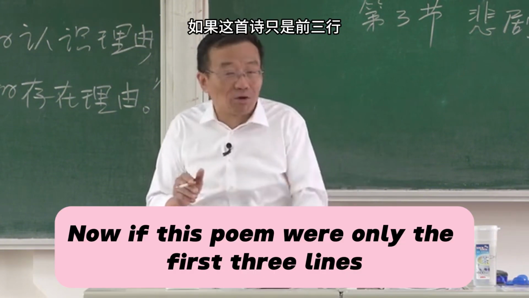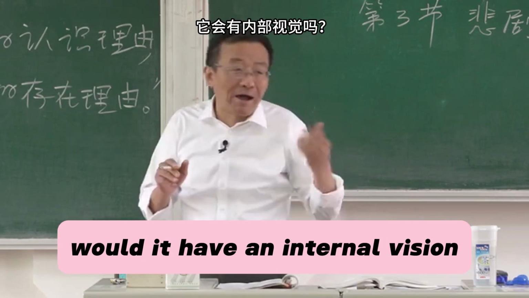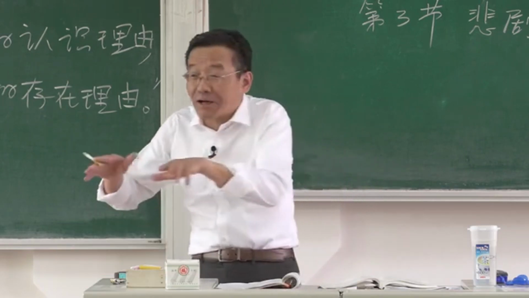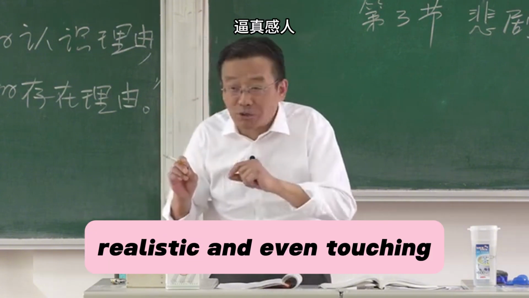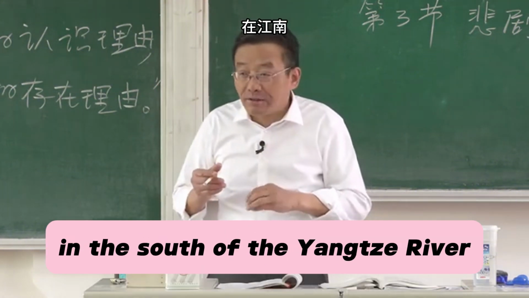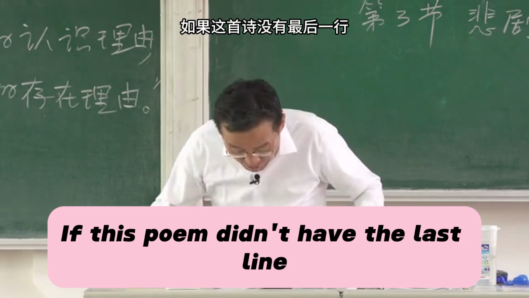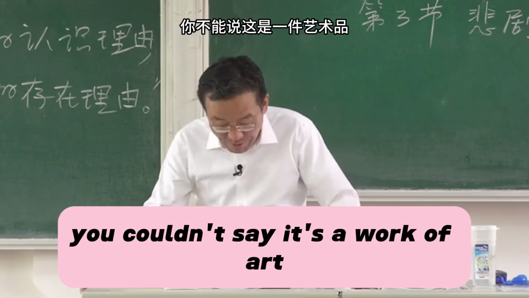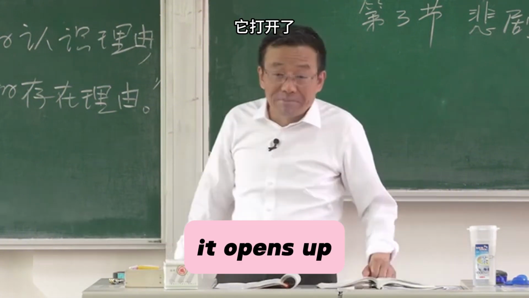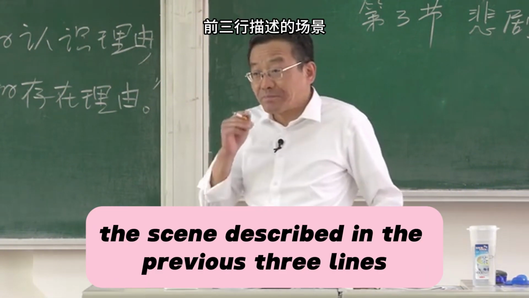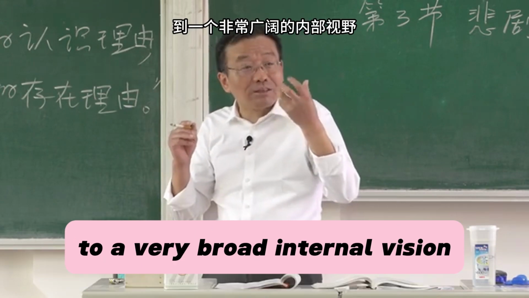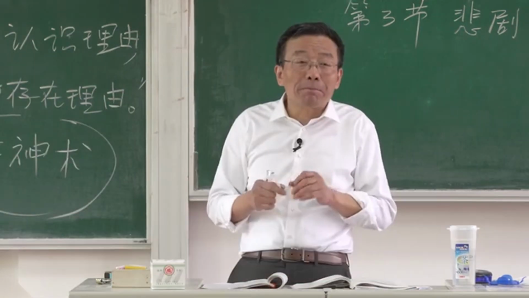Now, if this poem were only the first 3 lines, would it have an internal vision? No, it wouldn't. It's just a very vivid, realistic, and even touching description of the scenery of early summer in the south of the Yangtze River. If this poem didn't have the last line, you couldn't say it's a work of art. But because of this last line, it opens up the scene described in the previous 3 lines, the scene of early summer in the south of the Yangtze River, to a very broad internal vision.